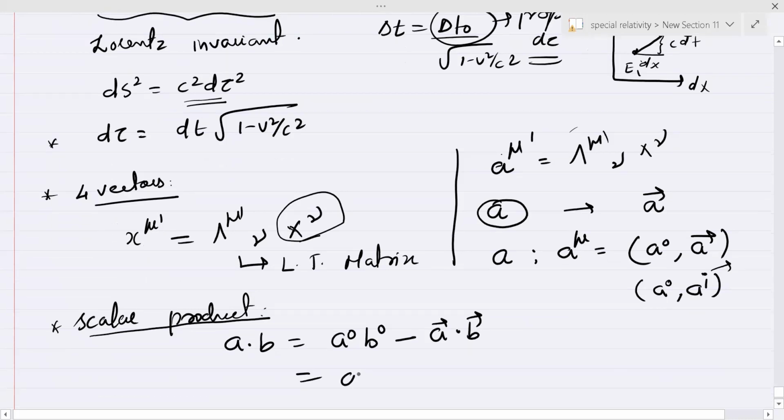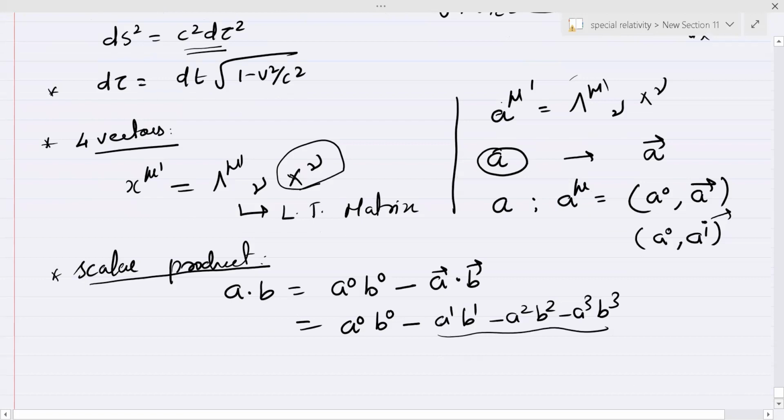Or we can write it as A0 B0 minus A1 B1 minus A2 B2 minus A3 B3. 0 is the time component, the temporal part of the vector, it's called the temporal component. And A1 is like AX, the X component, Y component, and Z component. If you look at this part, it is simply A vector dot B vector with the minus sign here.